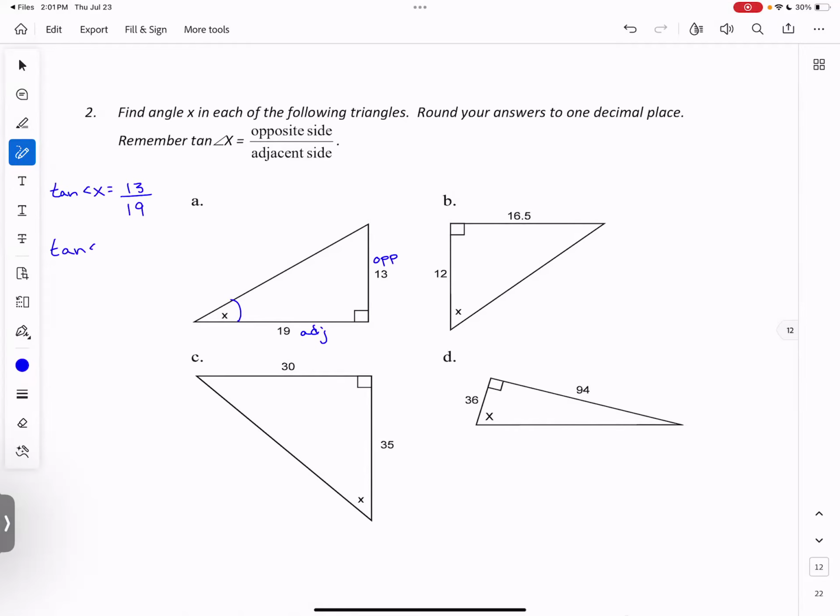Okay, now what I would do, you can put that in your calculator. So 13 over 19, and just leave the answer there. Rounded to 4 decimal places, I get 0.6842. Now we want to take the tan inverse of both sides. So we get angle x is tan inverse of that ratio.